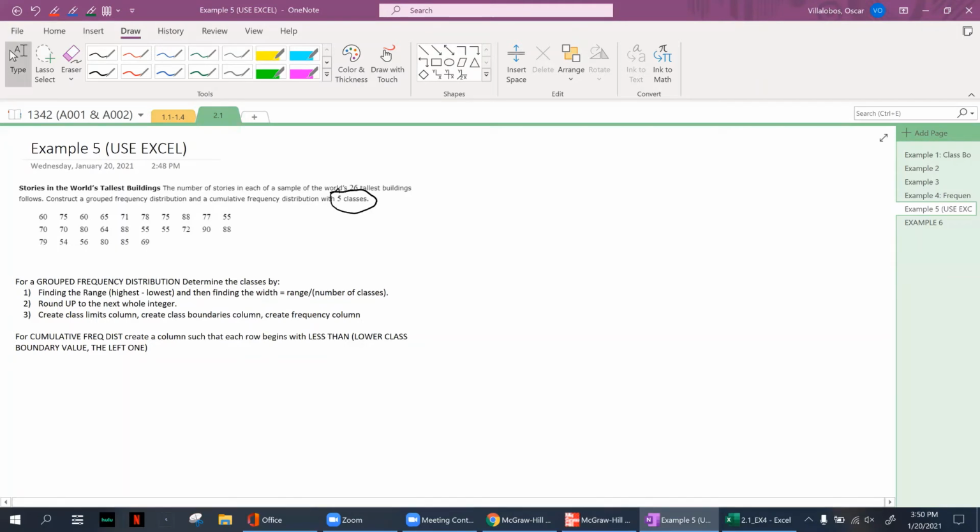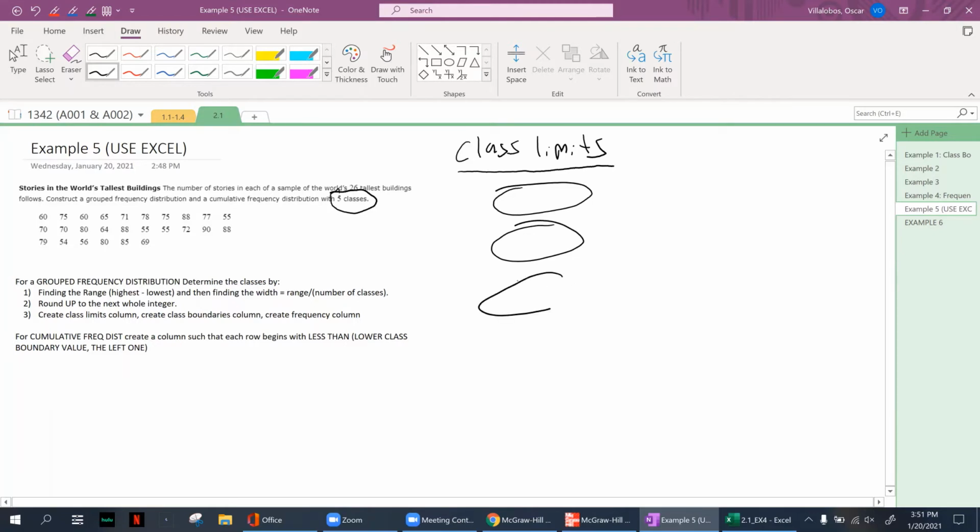So I already know that I'm going to have a column with class limits, and there's going to be 5 of them. There's going to be something from here to here, 2, 3, 4, 5. Well, where do we start? What's the width? What are the ranges?